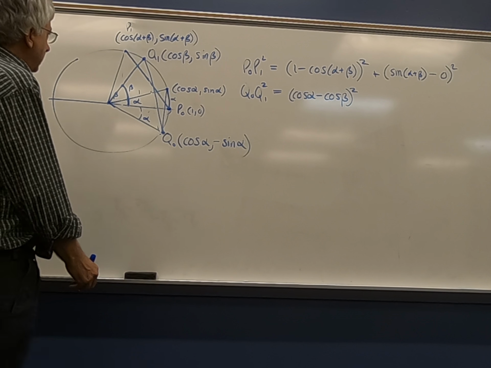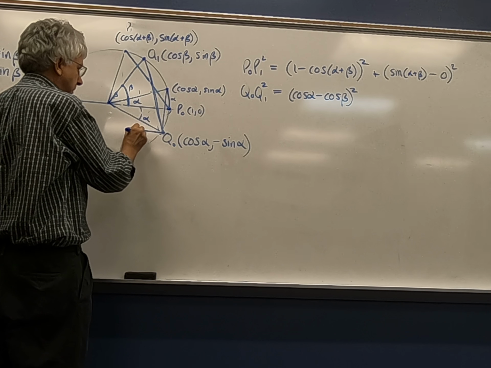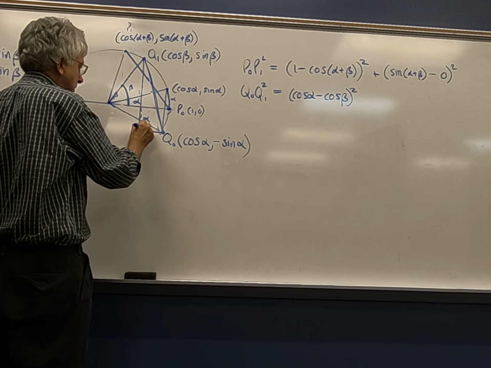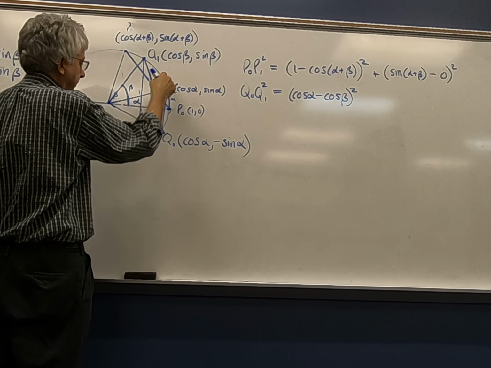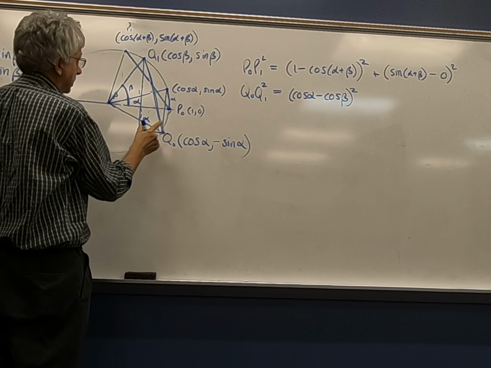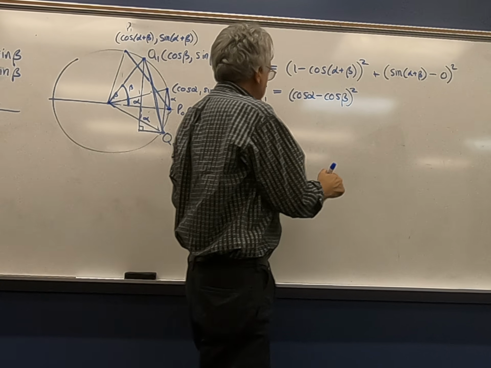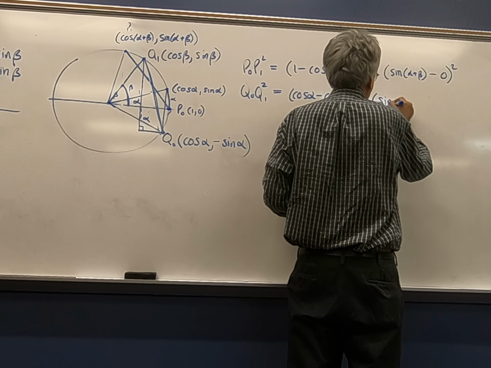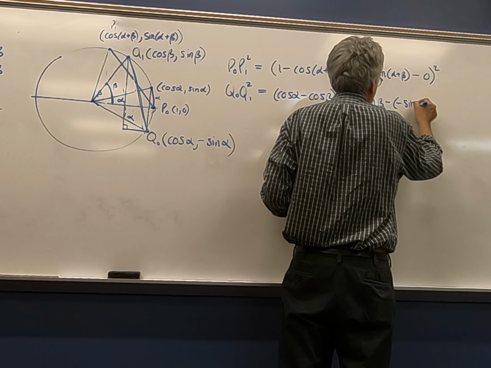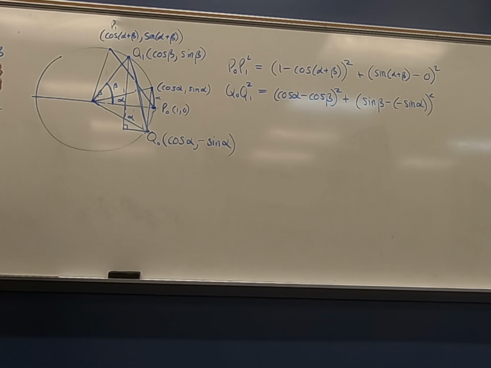And the vertical leg, what right triangle? Well, this is the hypotenuse of a right triangle. It looks like this. That's a right angle. So this distance here is that cosine alpha minus cosine beta, right? And this vertical distance is going to be sine beta minus negative sine alpha. And those have got to be equal, right? Because they're chords that subtend the same central angle, alpha plus beta.